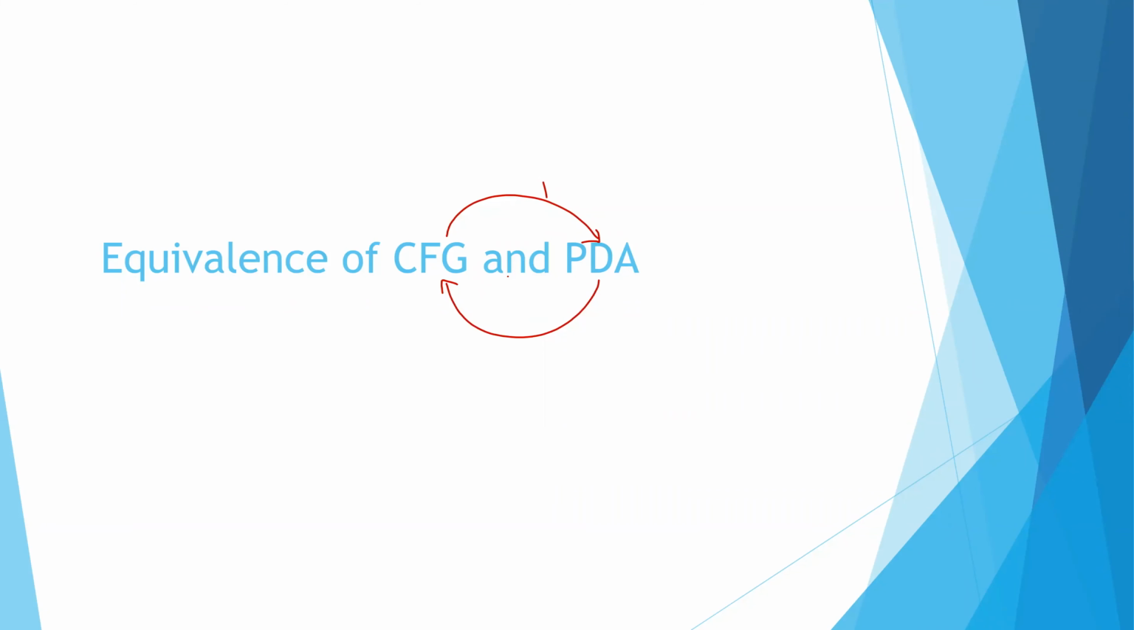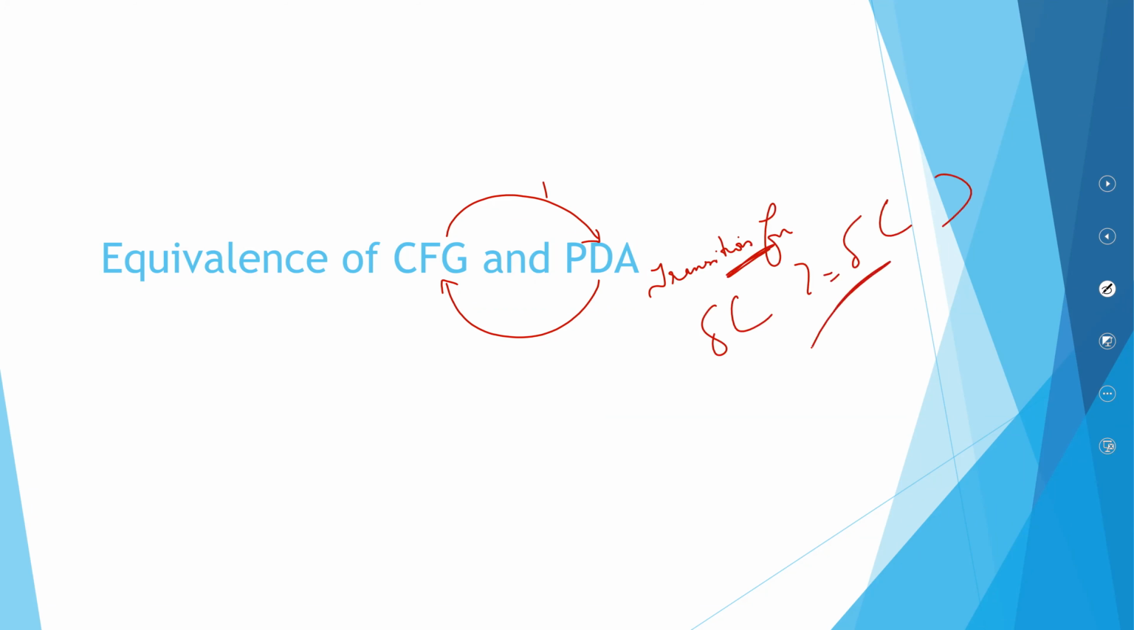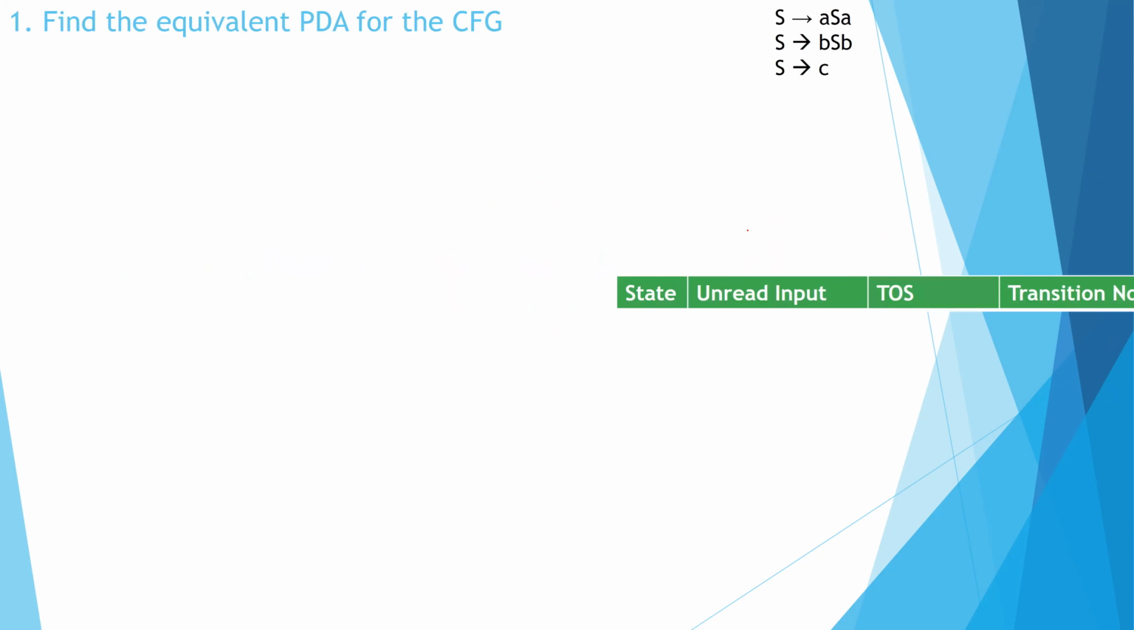Now, when I say converting it to a push-down automata, it means getting the transition function. If you turn back your pages, you will find a notation with delta, the transition function. So given a context-free grammar, how will you change it into a transition function of the push-down automata? Now we'll directly see it with the help of a problem.